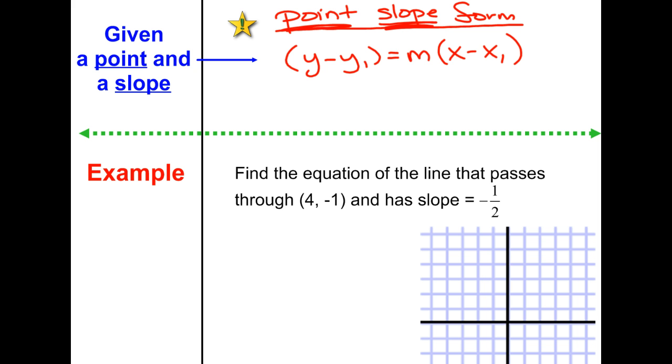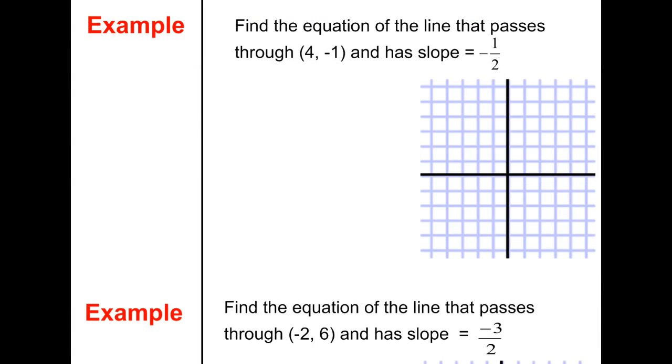Now what that y1 and x1 are, those are the placeholders for actual values, actual numbers that are going in from a point on that line. So the point is my x1 and y1, and my slope is the m. So let's do a problem. Again, I'm not going to graph any of these. I expect you guys to do it just so you get extra practice. So find the equation of a line that passes through the point (4, -1) and has a slope of -1/2.